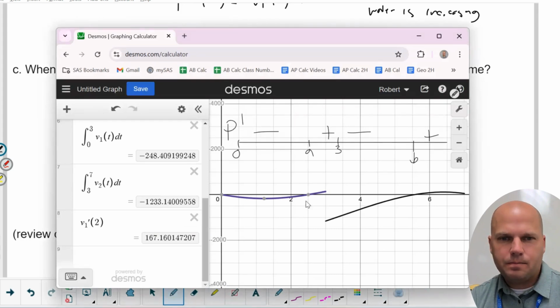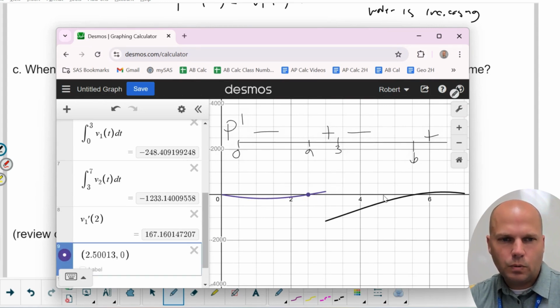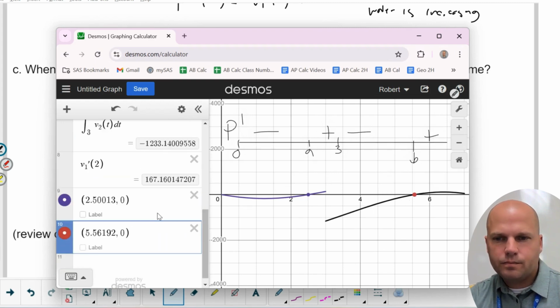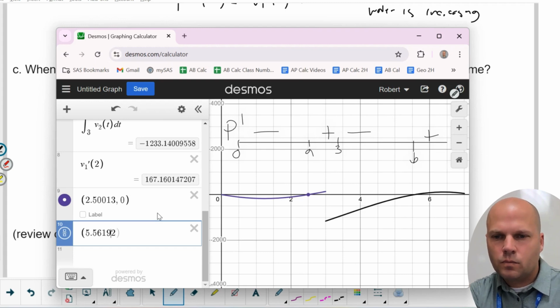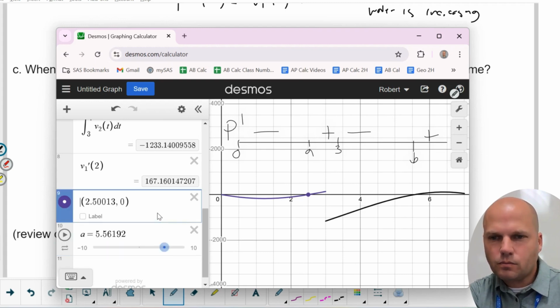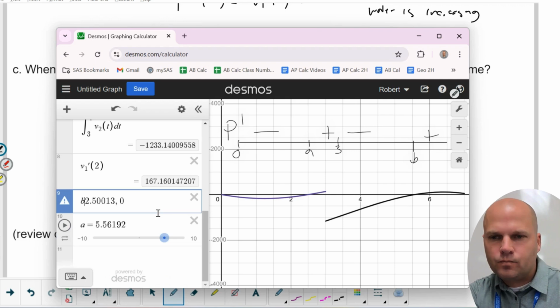So we have P prime. Let's find the A value. Let's find the B value. Okay. So what do we want? The max and the min. Why don't we do the min?